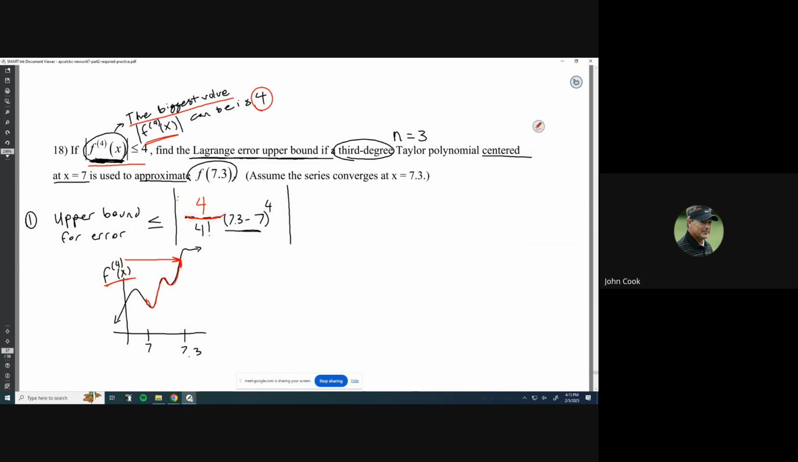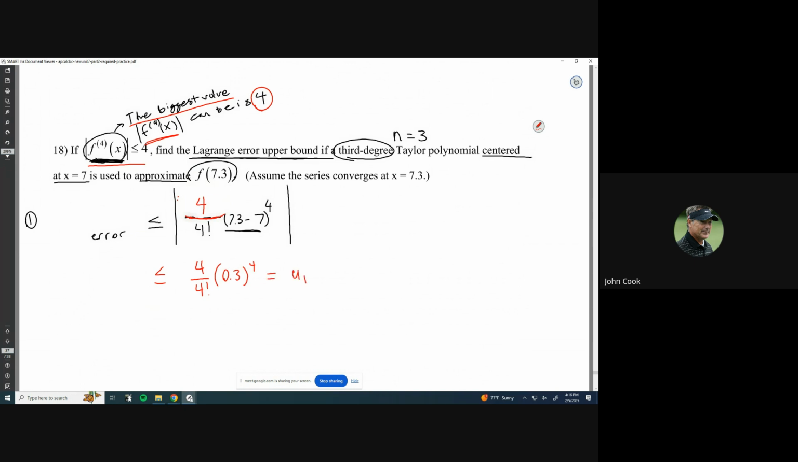There we go. Now look at this. It's all just a bunch of numbers. So if I just calculate it, it's going to give me the upper bound for my error. So the error is going to be less than or equal to the absolute value of 4 over 4 factorial times 7.3 minus 7, which is 0.3, raised to the 4th power. Whatever that number is, and it's going to be positive no matter what, that is the upper bound for the error, okay? And I should really say that this is the upper bound for the error. And you can just leave it like that. You don't have to simplify it or anything. That's good enough for us. Okay, there we go. There's our number.